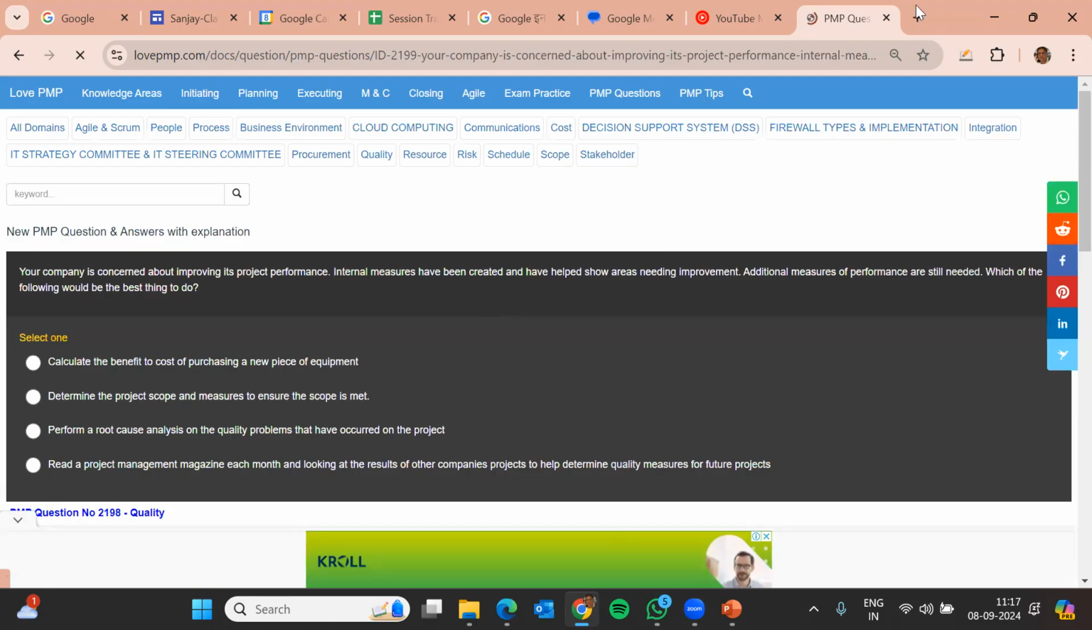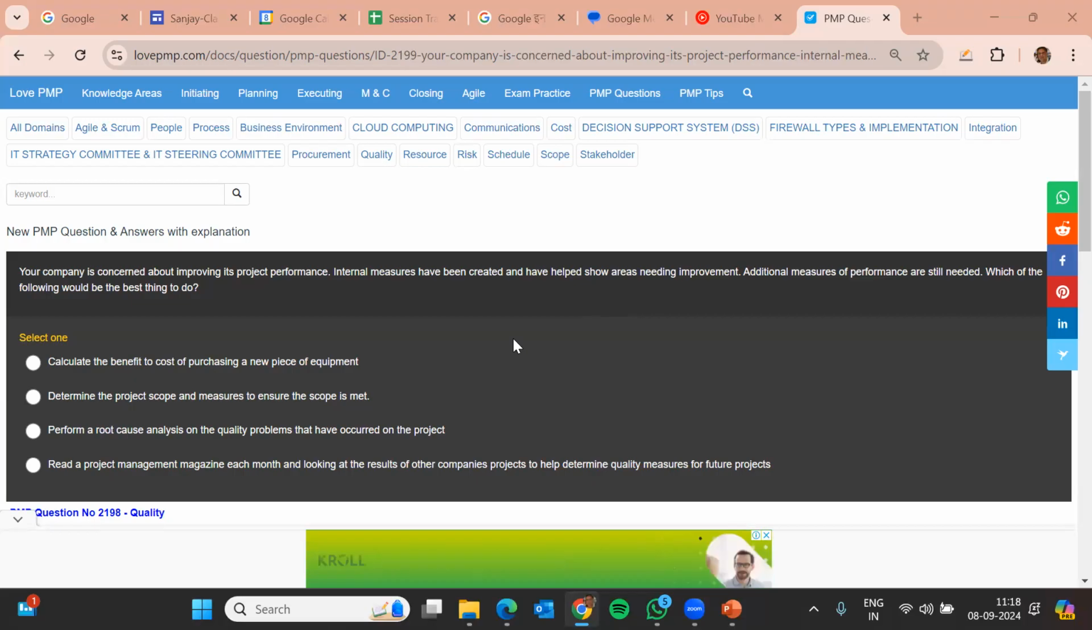Your company is concerned about improving its project performance. Internal measures that have been created have helped show areas needing improvement. Look at it, some improvement is going on, and internal measures have been created and help to show areas which are weak. Additional measures of performance are still needed. Which of the following would be the best thing to do? So some improvement things are coming up.